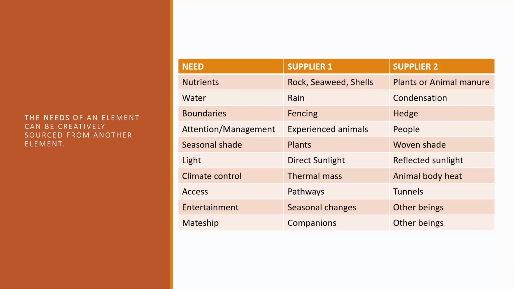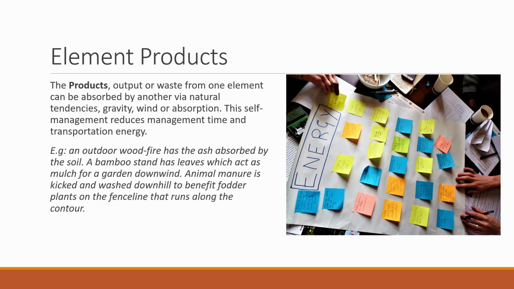So let's consider, how do we meet the needs? The needs of an element can be creatively sourced from another element. Here you can see the nutrients could come from rock, seaweed, shells, or plants and animal manure. There's many different options.